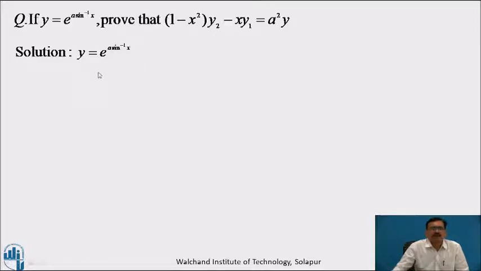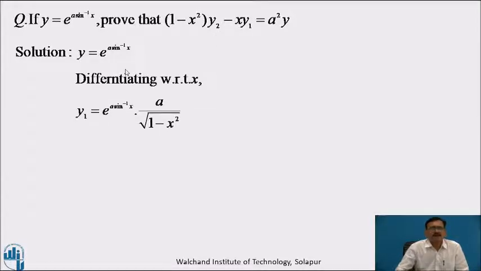Here it is given that y equal to e to the power a sin inverse x. Differentiating with respect to x, that is dy by dx, which we denote y suffix 1, is equal to the derivative of e to the power a sin inverse x, which is e to the power a sin inverse x into the derivative of a sin inverse x, which is a upon square root of 1 minus x square. Now multiplying both sides by square root of 1 minus x square, you get y1 into square root of 1 minus x square is equal to a into e to the power a sin inverse x, which is y, that we can write as a y. Let us call this equation number 1.